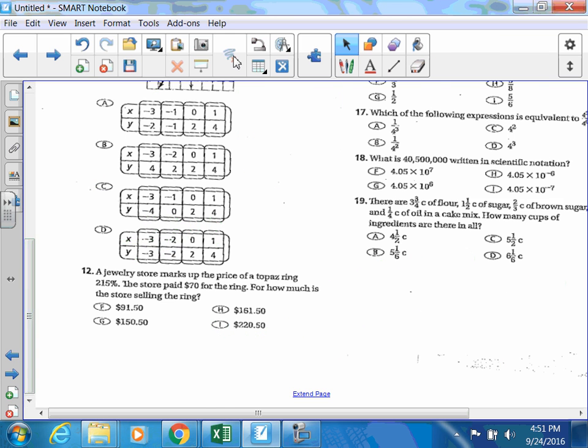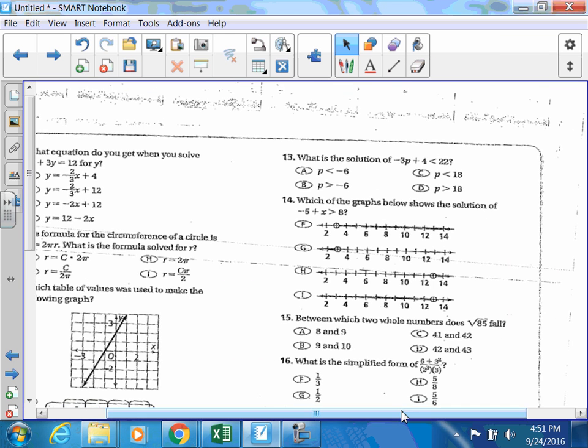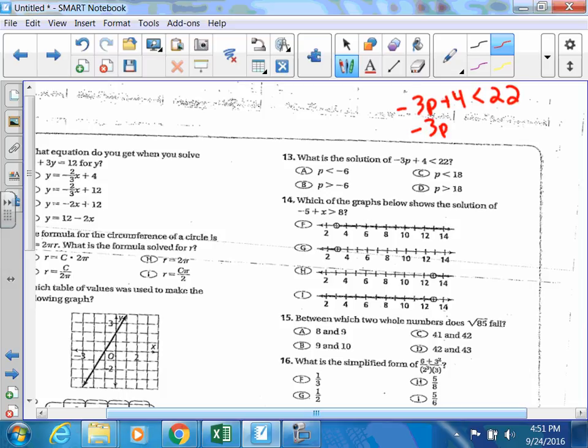Let's go up to number 13. What's the solution here? This inequality, we're going to have negative 3p plus 4 is less than 22. To solve for p, we subtract 4 on each side. So we get 18. Then we're going to divide by negative 3. When you divide by negative 3 on each side of an inequality, the inequality sign flips. We get p is greater than negative 6. That would be your answer there. So your answer is B.